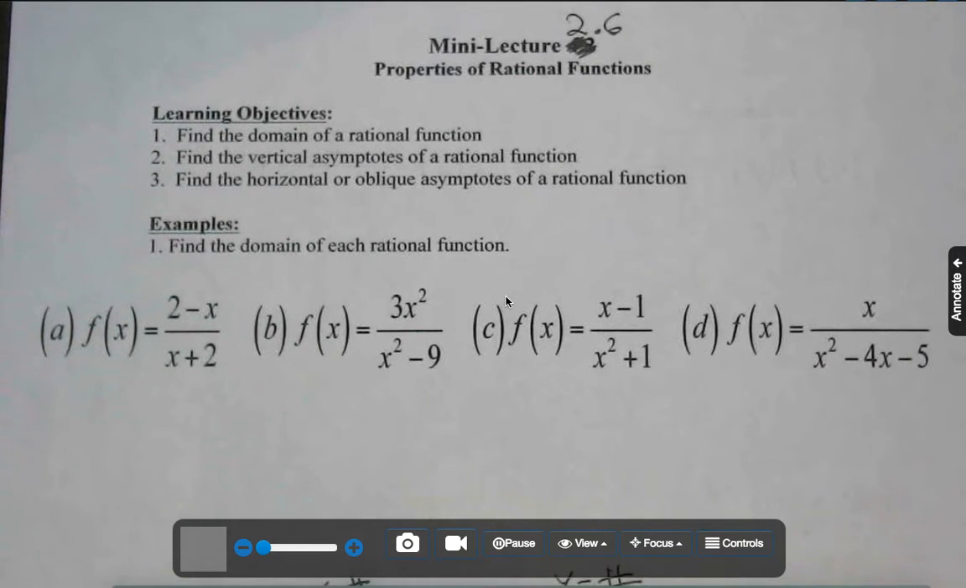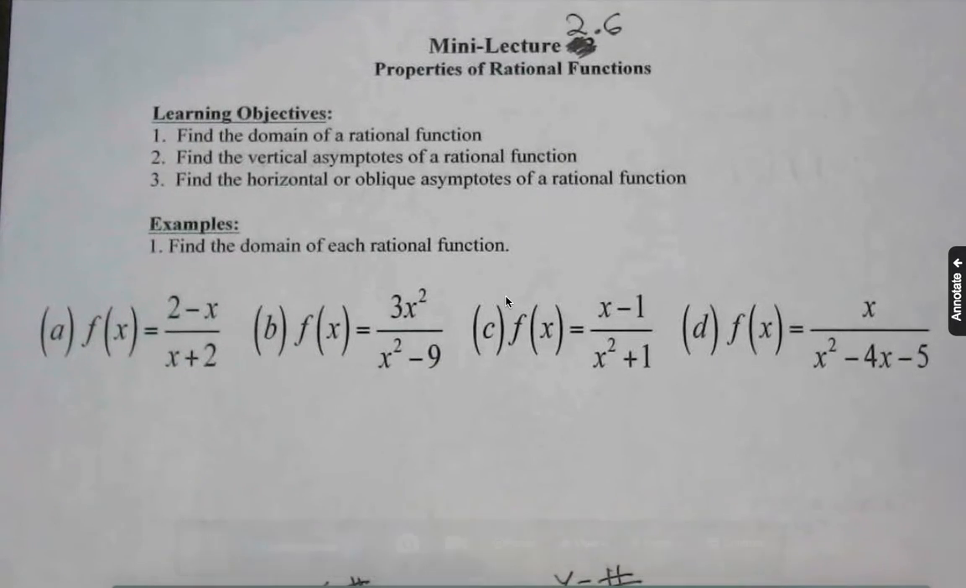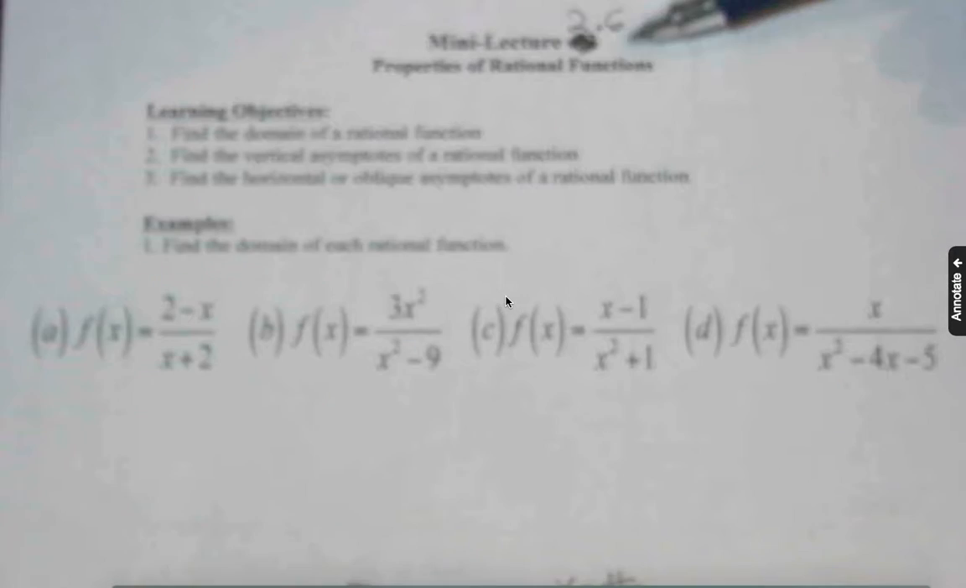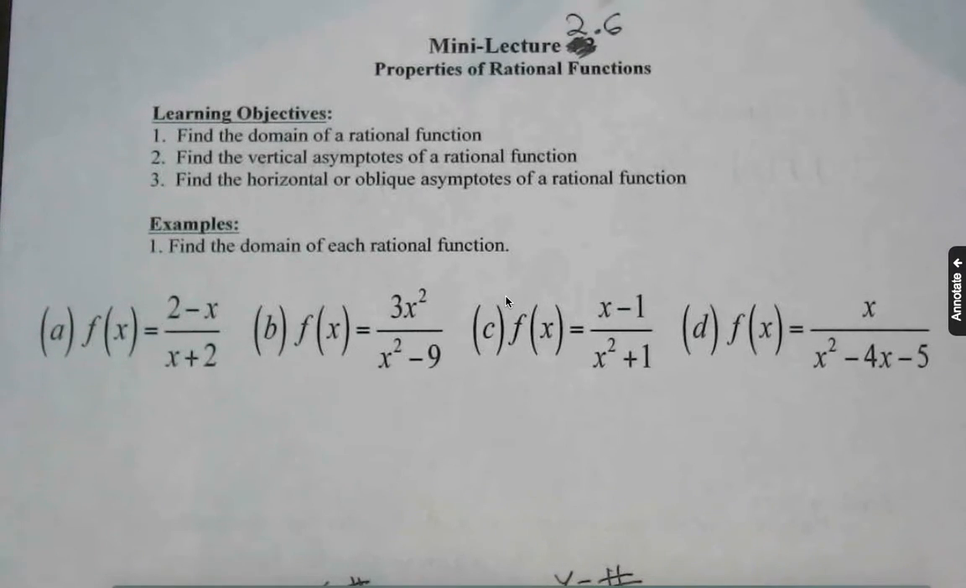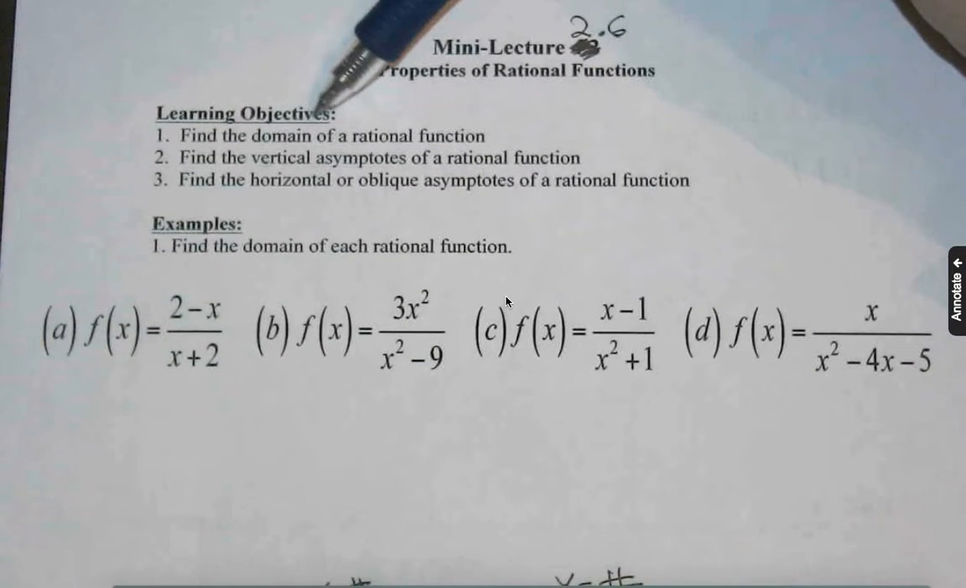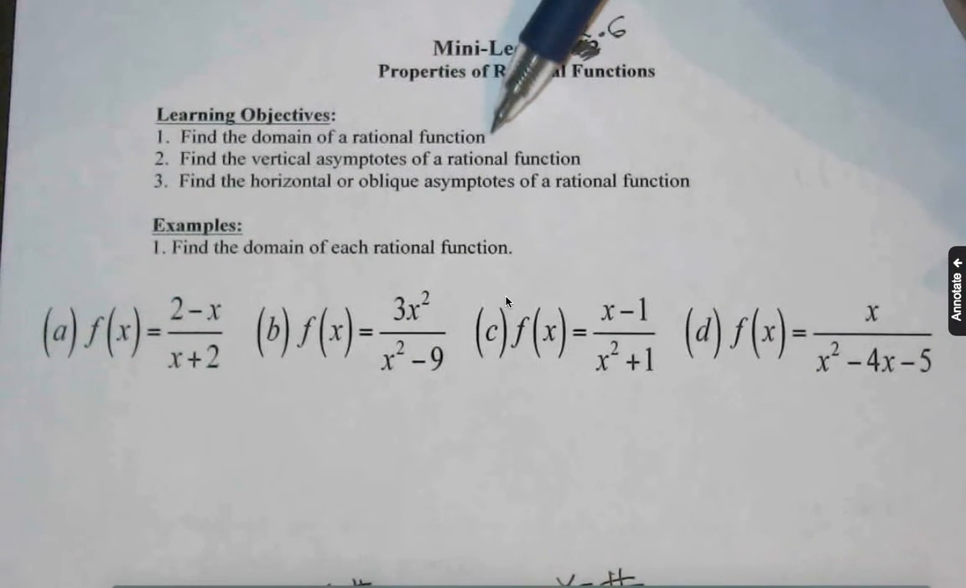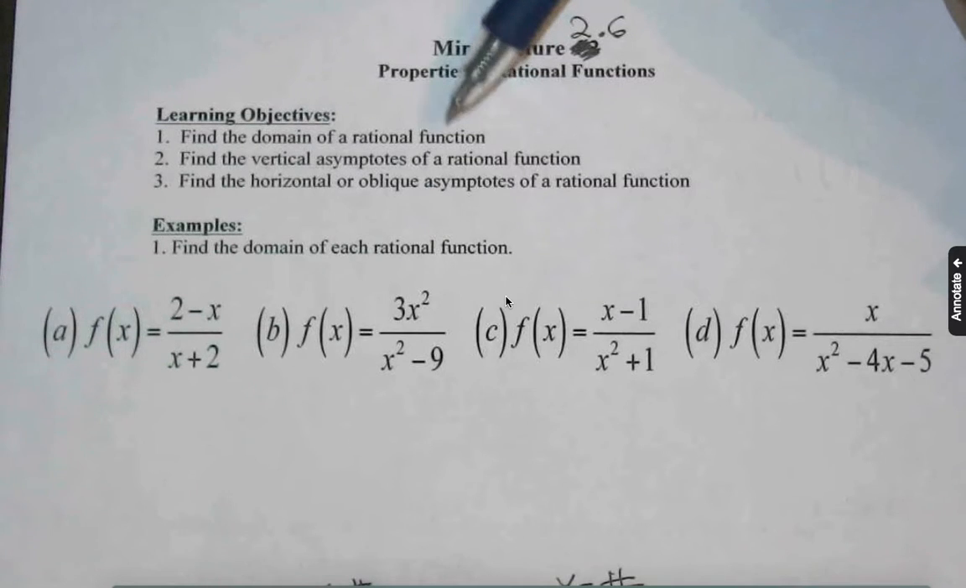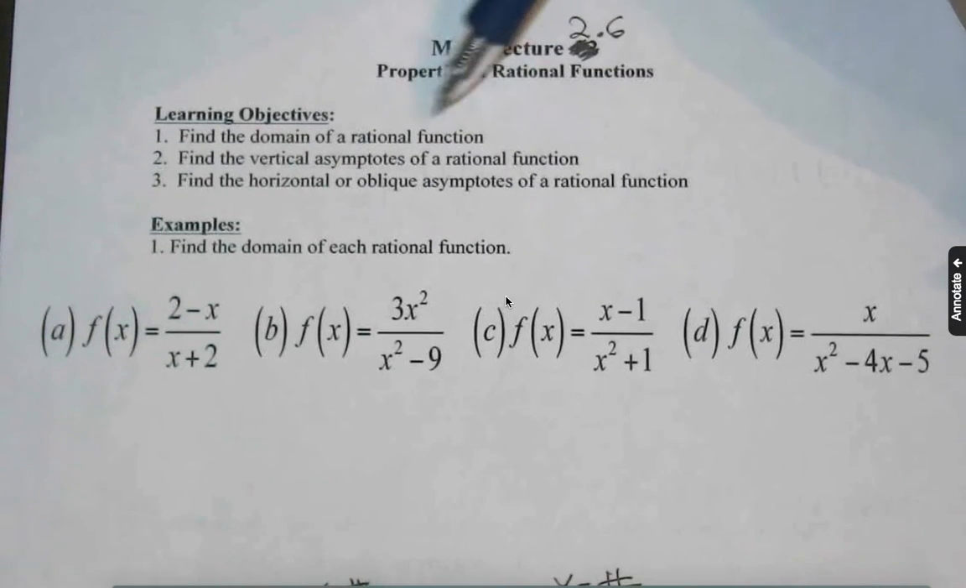All right, 2.6, pre-calc, brace for impact, dealing with properties of rational functions. I need you to do the impossible on this one. This has a lot to it, even though we have three objectives here. Finding the domain of a rational function. This will become really heavily revolving around the denominator of a fraction.